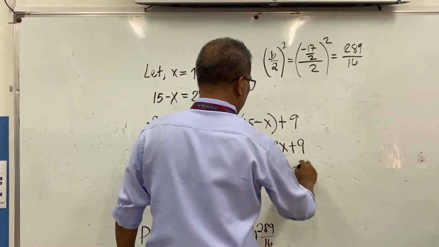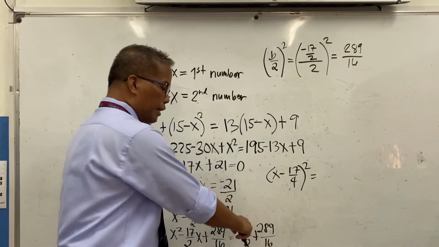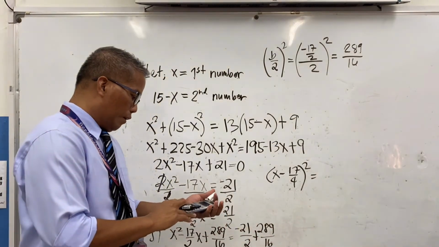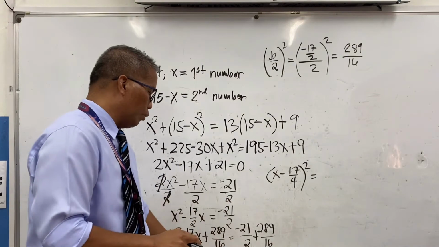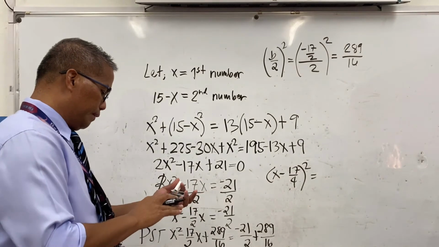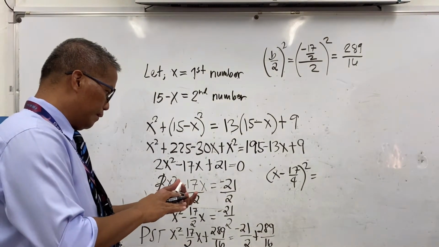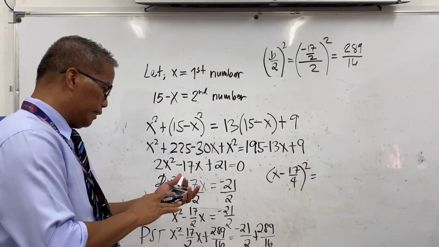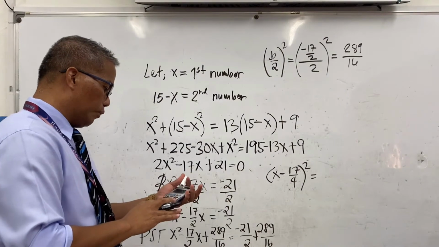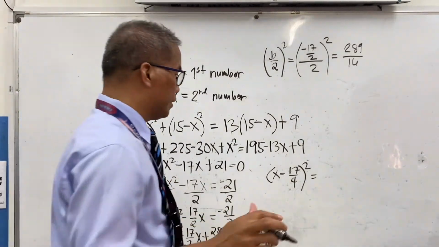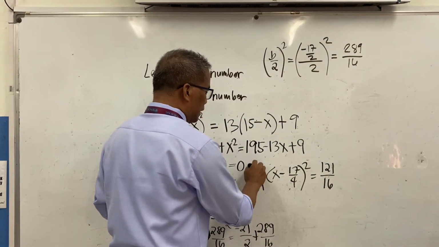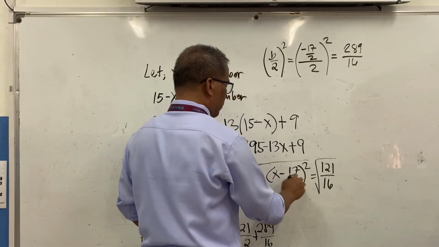17 over 4 raised to the second power is equal to, then add these two. We need to simplify this: negative 21 over 2 plus 289 over 16 is equal to 121 over 16. Then after that, take the square root or apply the square root principle.